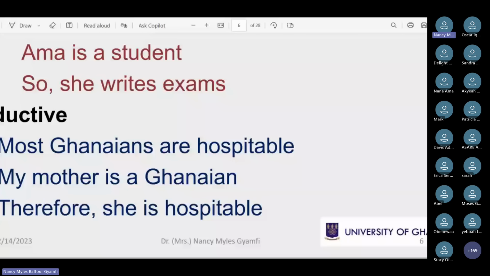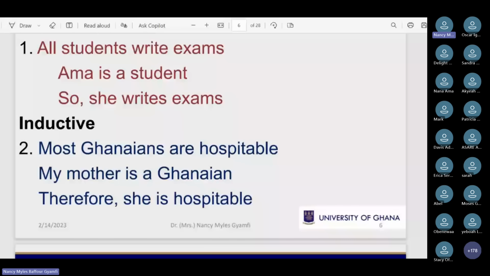It is what? A probable one. In this instance, it is highly probable. The probability is high because we said most Ghanaians are hospitable and my mother is a Ghanaian. So the chances are high. The degree of likelihood is high that she will also be a hospitable person, but it is not a certainty. Okay, and that is why the conclusion doesn't necessarily follow. So those two illustrate an argument that you will call a deduction and one that you will call an induction.